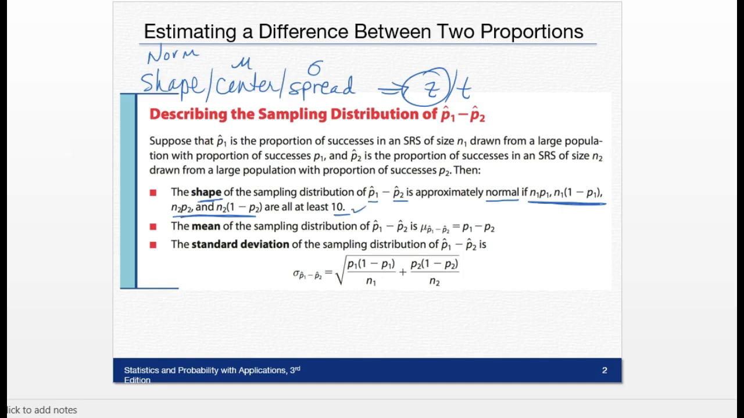To find the mean, you simply subtract the two sample proportions, and pretend that those are the real proportions. That's all you have to go on. To find the standard deviation of the sampling distribution, you use this formula. Notice that if you just look at this piece right here, it's what we used before with proportions. We just have to add on the second proportion. So don't get overwhelmed, just take it in pieces.